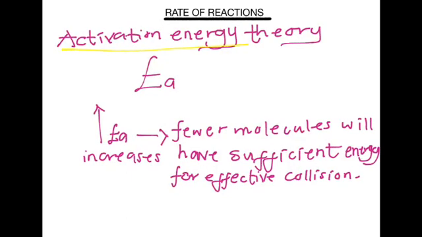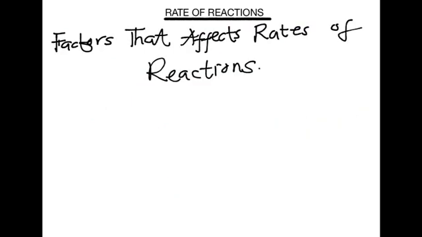So now we'll go and look at the factors that will influence or manipulate the product formation in a chemical reaction. What are these factors that affect the rate of the reaction? The first factor is temperature. How does temperature affect the rate of a reaction?